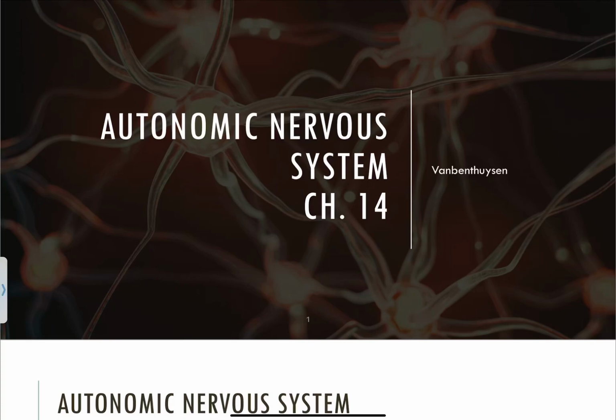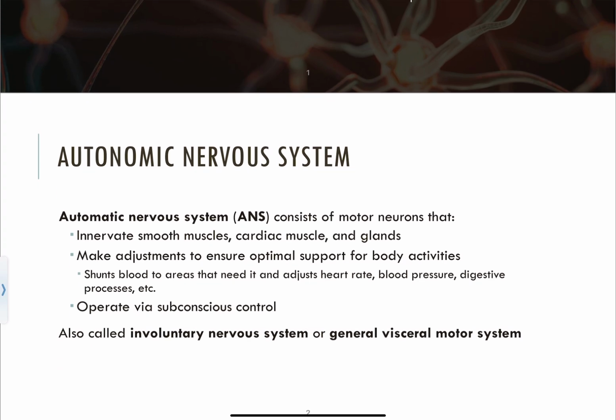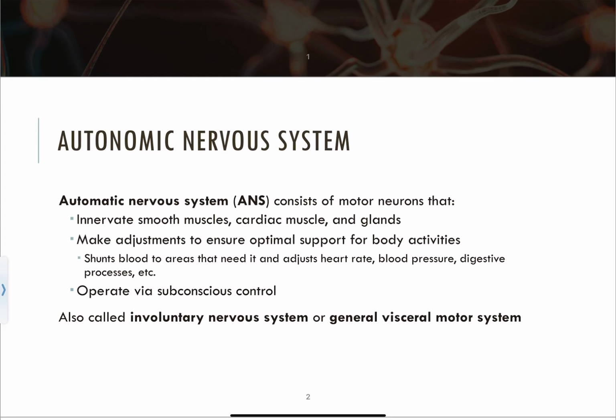Okay, so this is the first of a series of mini lectures to cover Chapter 14 on the autonomic nervous system. So previously, I believe it was Chapter 9, we covered skeletal muscle, and skeletal muscle fell within the somatic nervous system. And if we remember what skeletal muscle innervation was like, that was all under voluntary control. When we talk about the autonomic nervous system, this is everything that we don't have control over. So it's our involuntary nervous system, also referred to as the general visceral motor system.